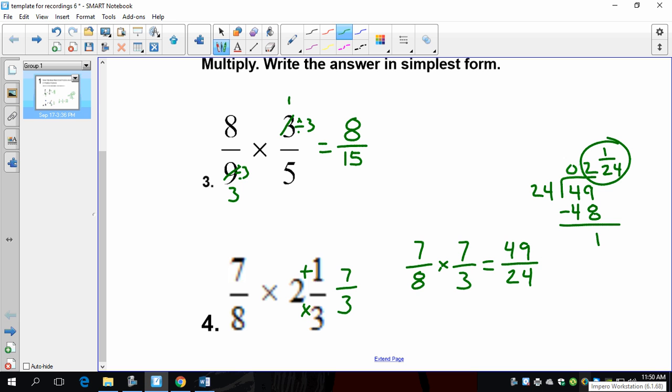Reminder to cancel, if possible, when dealing with multiplying fractions. Remember, if you have a mixed number, you have to make sure you multiply the whole number times the bottom number and then add the top. 2 and 1/3 becomes 7 over 3.